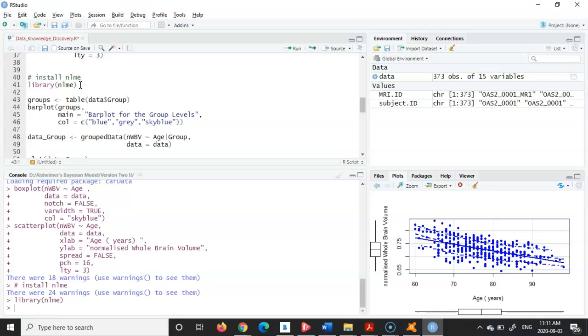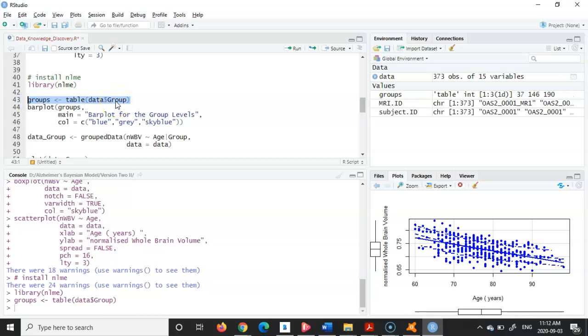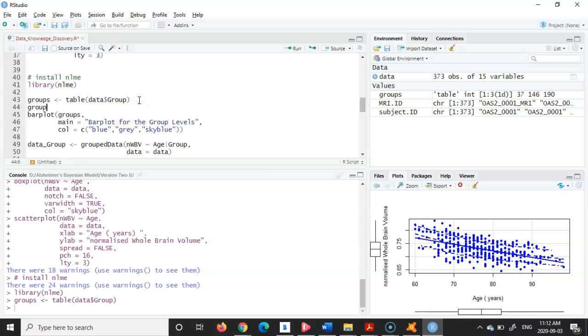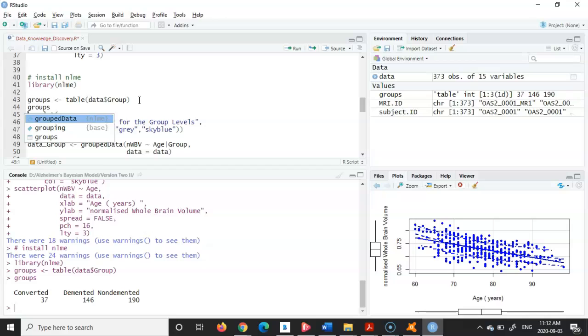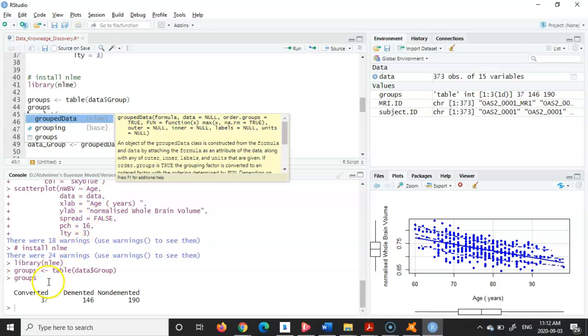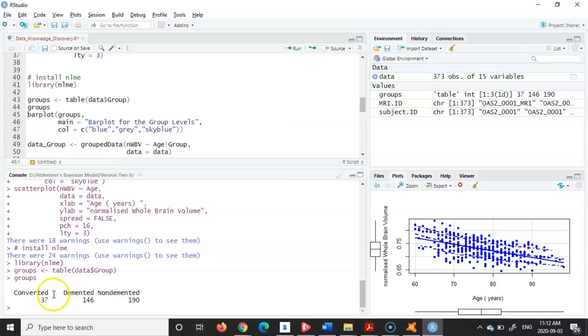Let's explore what the group is and what different components it has by executing the line, which is running a table on data as a group. You will see that when we execute that, we have three different levels within the group. We have 37 converted.